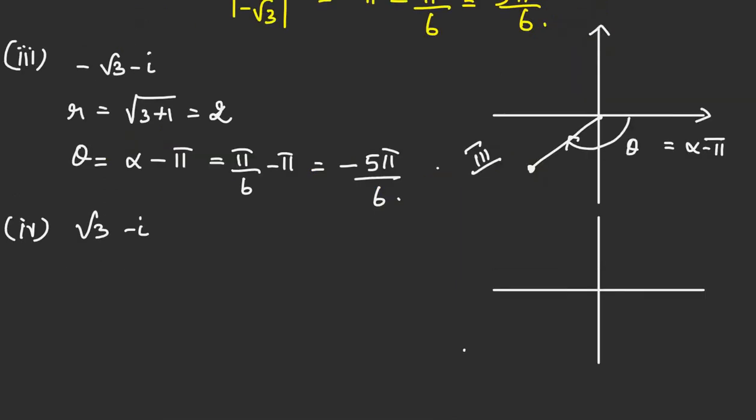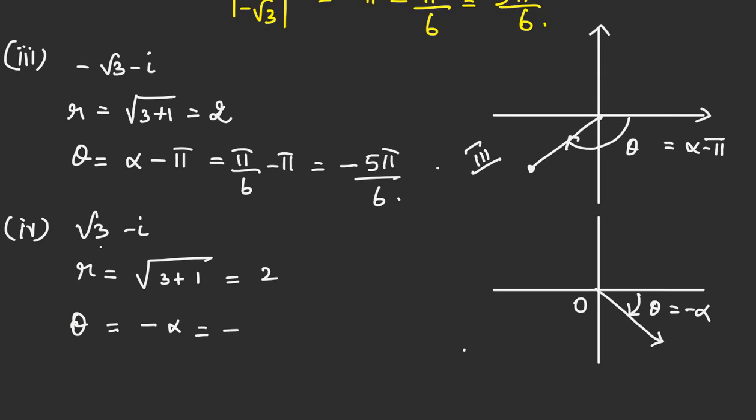Considering the next problem, here root 3 is positive and minus 1 is negative, therefore theta lies in the fourth quadrant from the origin, and therefore theta can be taken as theta is equal to minus alpha. So when we want to find the modulus, that is equal to root of (root 3) whole square plus 1 square, which is equal to root of 4, which is equal to 2, and the argument value of theta will be equal to minus alpha, which is equal to minus pi by 6.